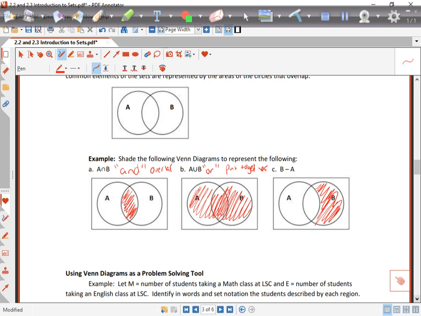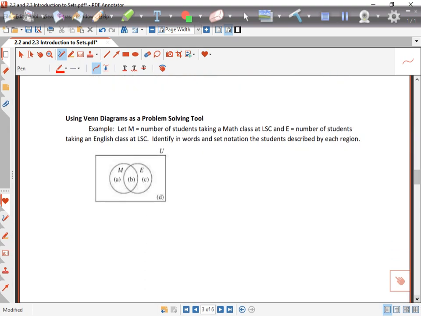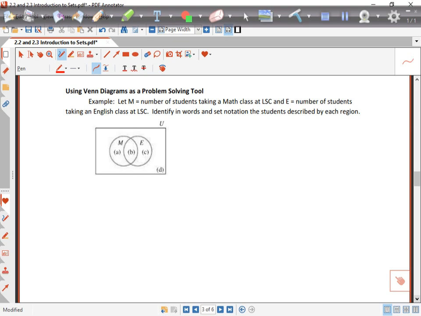Okay, so let's look at some applications of this. We're going to use Venn diagrams as a problem-solving tool. In this Venn diagram, M is the number of students taking a math class, and E is the number of students taking an English class. We're going to identify in words and in set notation what each area is representing.